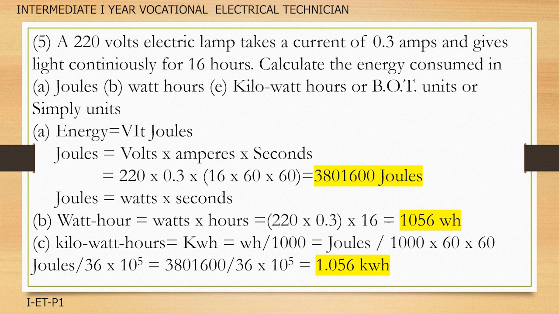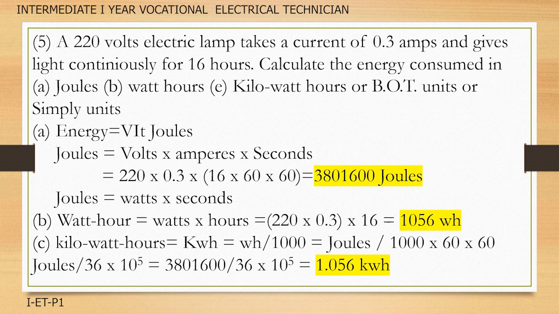Then the time is converted from hours into seconds. 16 hours equals 16 into 60 into 60 seconds. Then joules equals 220 into 0.3 into 16 into 60 into 60. That equals 38 lakhs 1600 joules. Joules equals watts into seconds.